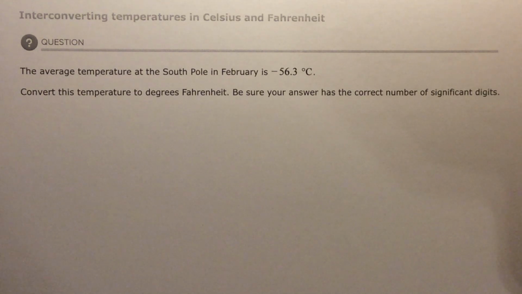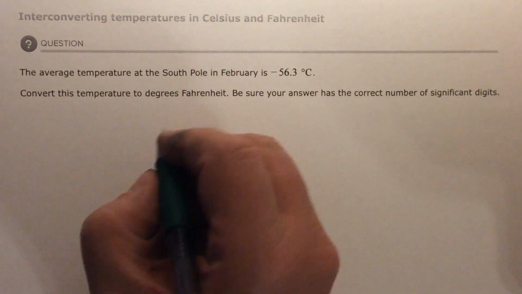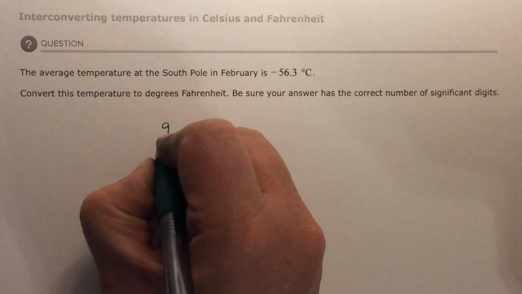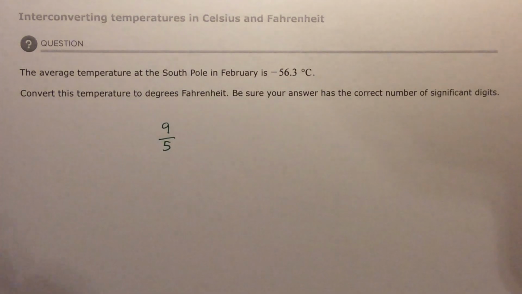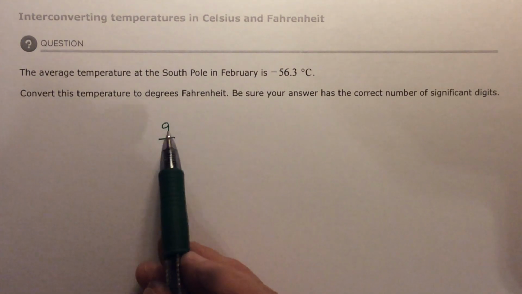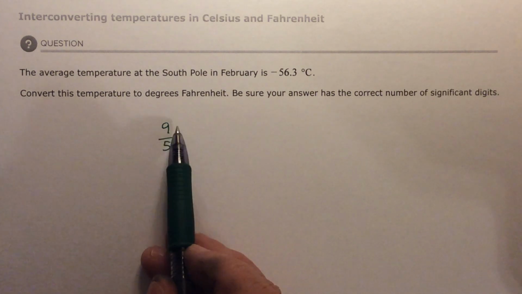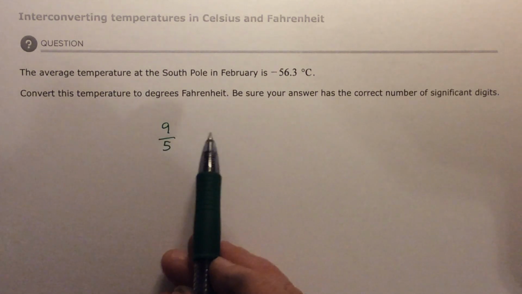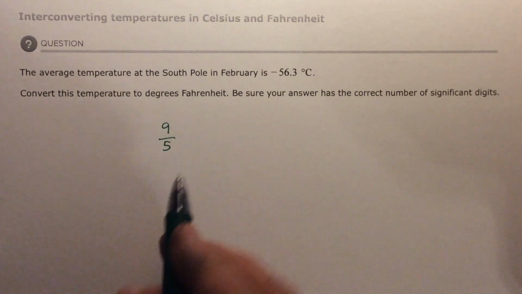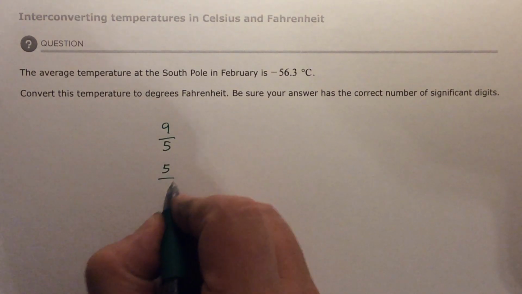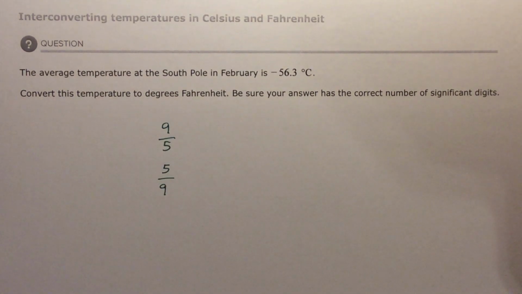So we have to learn an extra step that nobody else does, and that's how you go from Fahrenheit to Celsius. I learned it as a fraction. You're going to either use 9 over 5 to make a number bigger, because something times 9 and then divided by 5 is going to be bigger than 1. If you want to make something smaller, you're going to multiply it by 5 over 9.